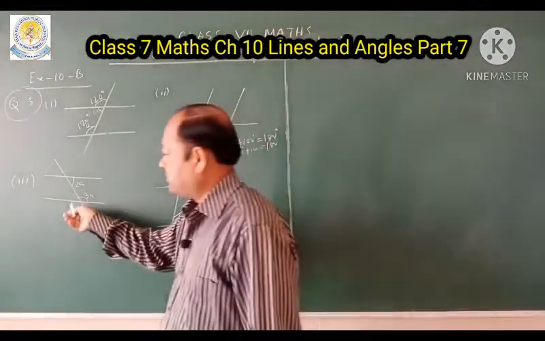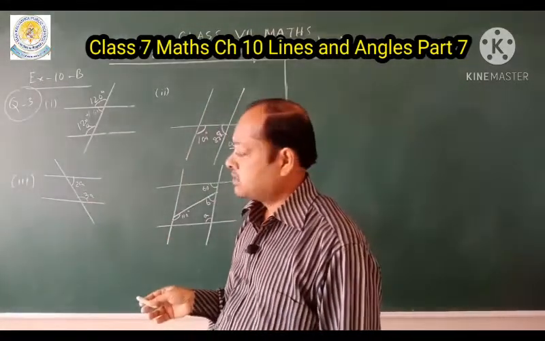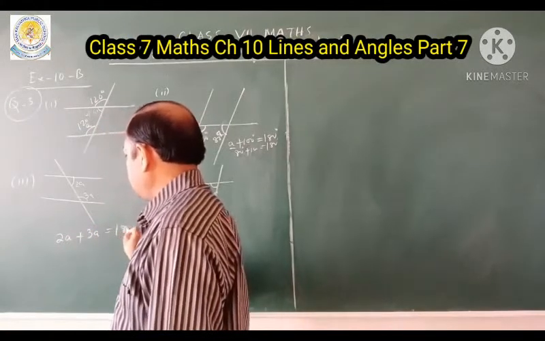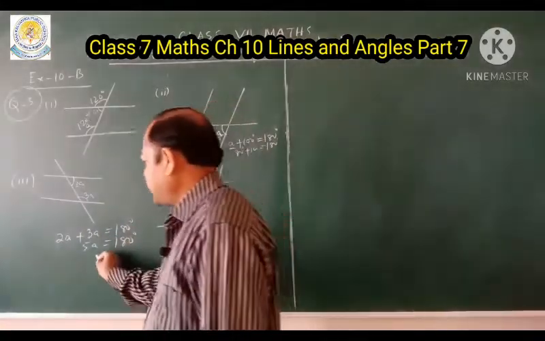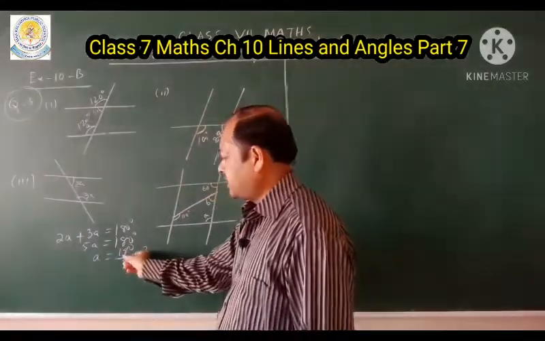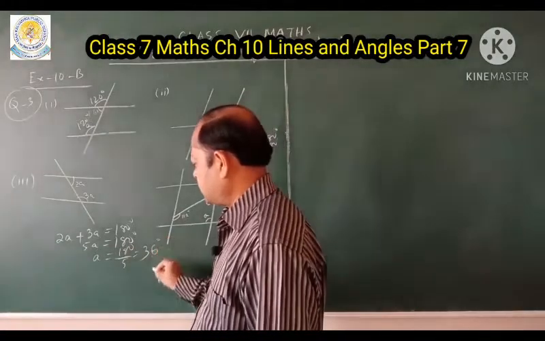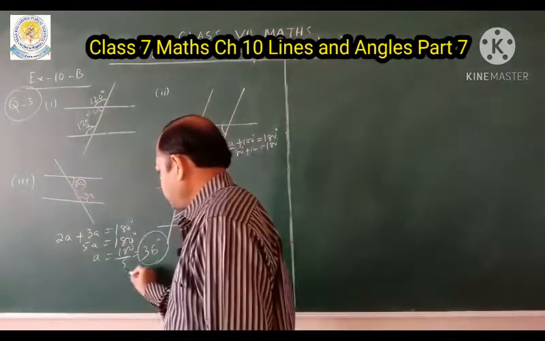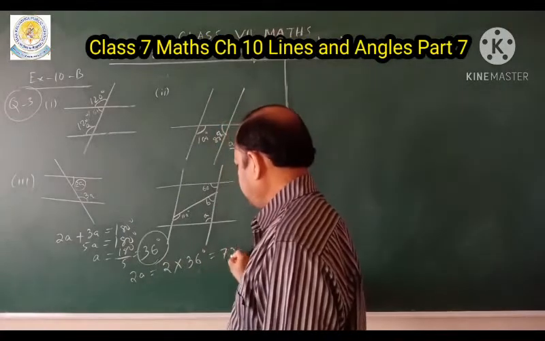Now look at figure 3 here. 2a plus 3a, these are co-interior angles. So 2a plus 3a must be 180 degree. 2a plus 3a equal to 180 degree, or 5a equal to 180 degree, or a equal to 180 degree divided by 5. 5 3s are 15, 3 3s are 30, 5 6s are 30. So you got a value as 36 degree, and here it is giving 2a. So 2a will be how much? 2a will be 2 into 36, that will be 72 degree.